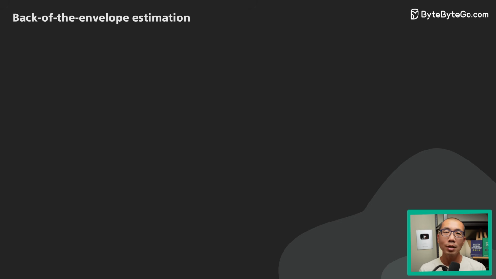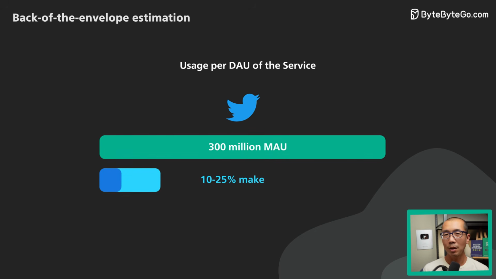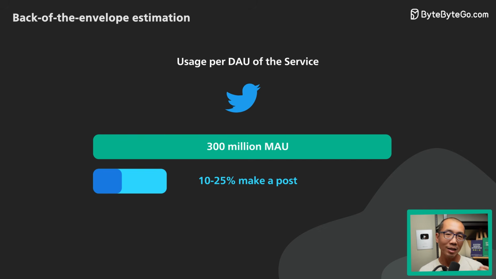The second input is the estimate of the usage per DAU of the service we're designing for. For example, not everyone active on Twitter makes a post, so only a percentage does that. So 10 to 25% seems to be reasonable. Again, it doesn't have to be exact. Getting within an order of magnitude is usually fine.